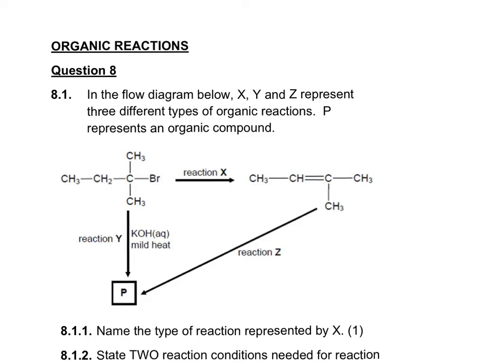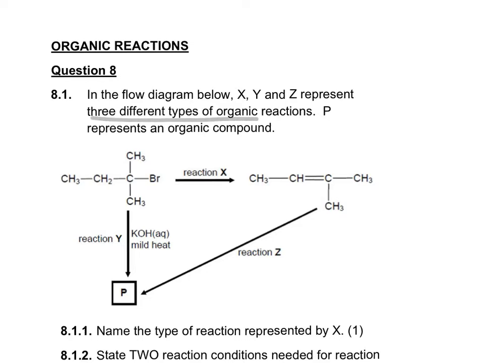Right, let's look at the organic reactions worksheet question 8. They give us a flow diagram. Very typical exam type question. In the flow diagram below, X, Y, and Z represent 3 different types. So all 3 of them are different.